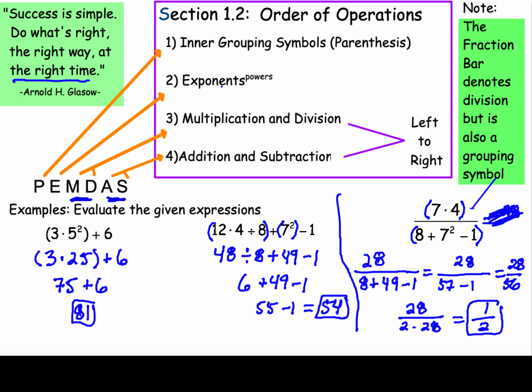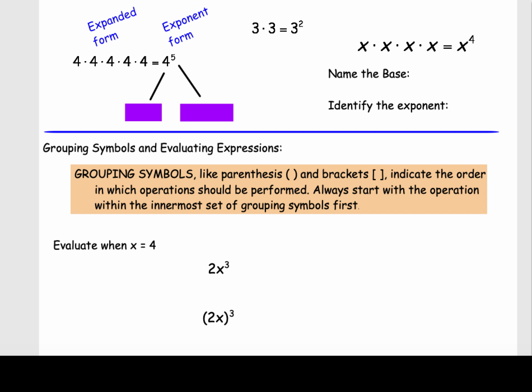So again, I hope that helps you with the order of operations. As long as we were talking about exponents a little bit, just a reminder for you, exponents are just saying a number times itself over and over again. So 3 times 3 can be written as 3 squared. Or 4 times itself with 5 fours in there, again, is 4 to the 5th. That 4 being the base, that 5 being the exponent.